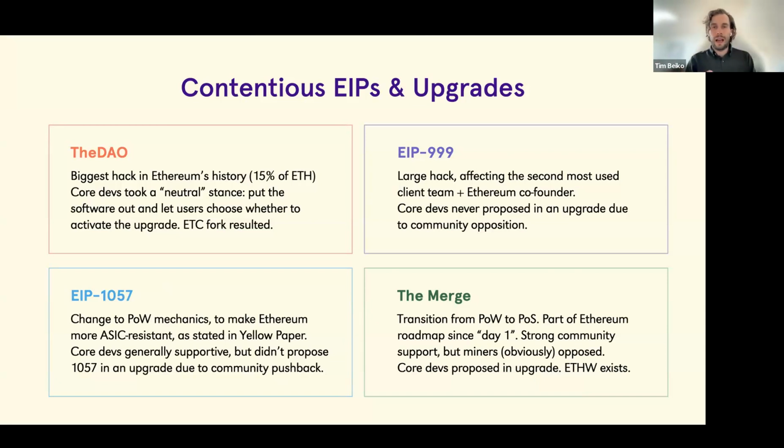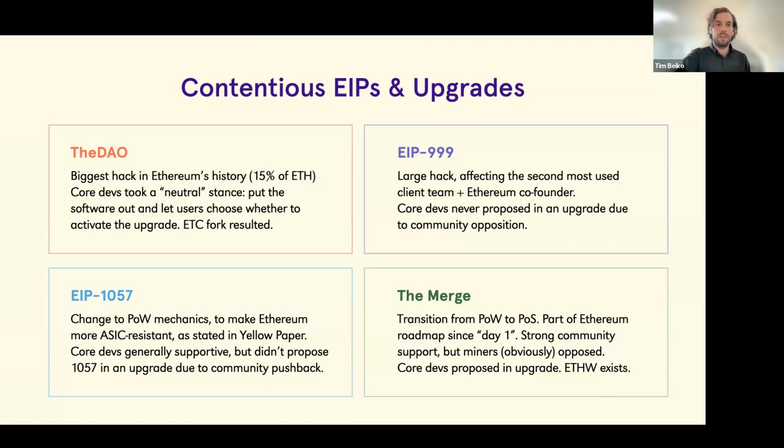And then after that, there was another hack which affected the most used client team through a multi-sig. This was the Parity team, which was also led by one of Ethereum's co-founders. So in terms of insiders, these were basically the creators of Ethereum, core devs who were majorly affected by this. And so they proposed the change that would effectively reverse this hack. But there was huge community pushback towards this. So even though part of the core developers obviously had a huge incentive to get this in, there was never a formal upgrade proposed with this change because of the strong community pushback.